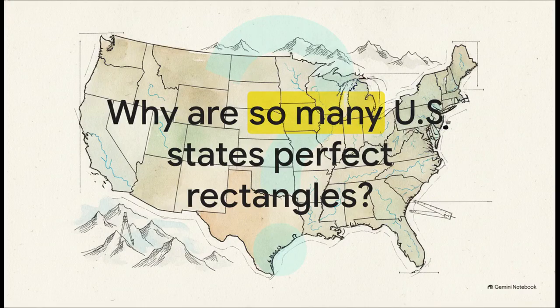So think about that map again, specifically the middle and western halves. We're talking about places like Colorado, Wyoming, Utah. The big question is, why are so many of these US states just perfect rectangles? It seems kind of unnatural, doesn't it? I mean, geography is usually super messy, right? It's full of jagged mountains and winding rivers. Yet somehow we have these giant geometric shapes just stamped across an entire continent.